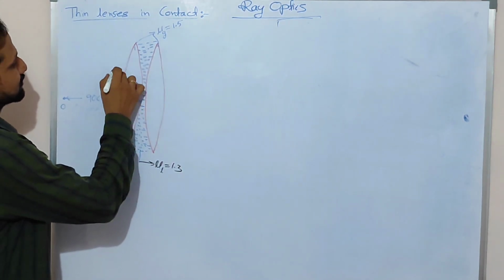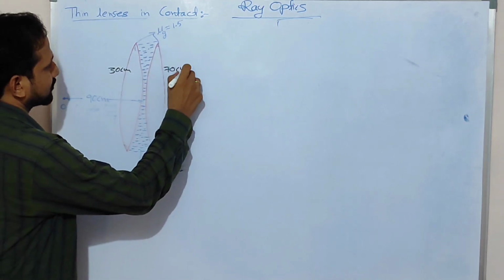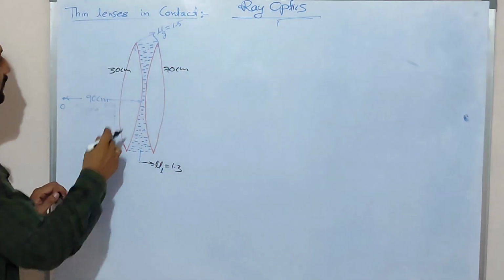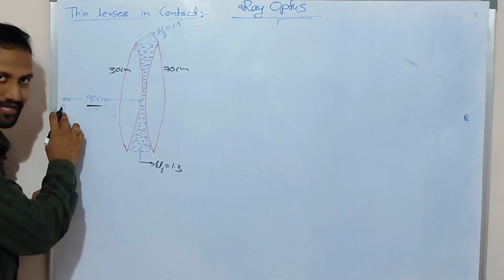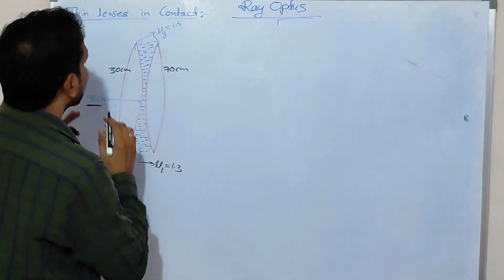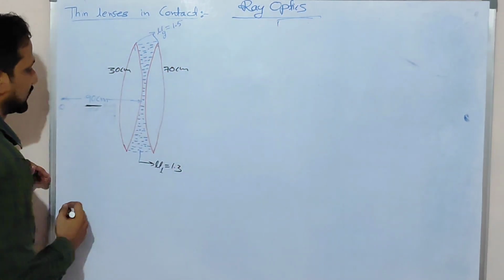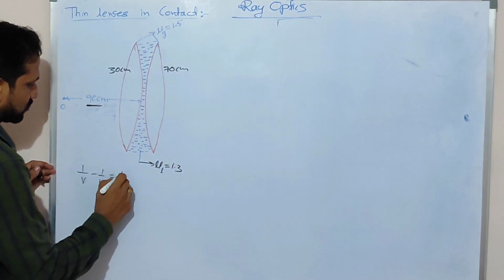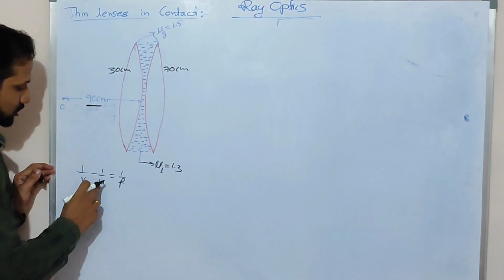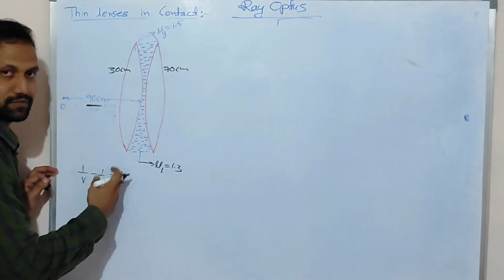The focal length of this lens is 30 centimeters and the focal length of this one is 70 centimeters. In front of this system, at a distance of 90 centimeters, a real object is placed. The question is, for this object where will be the image? A very simple formula we can apply: 1/v minus 1/u equals 1/f. Here u is minus 90, v we need to find, and f we don't know.